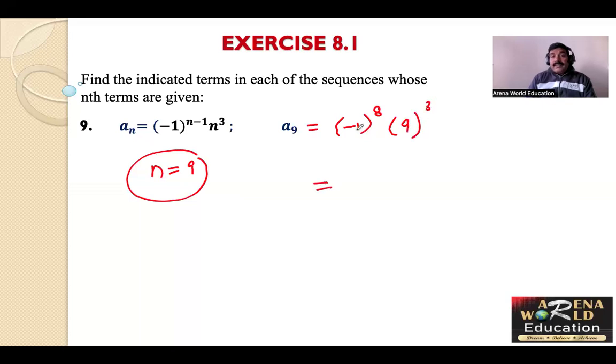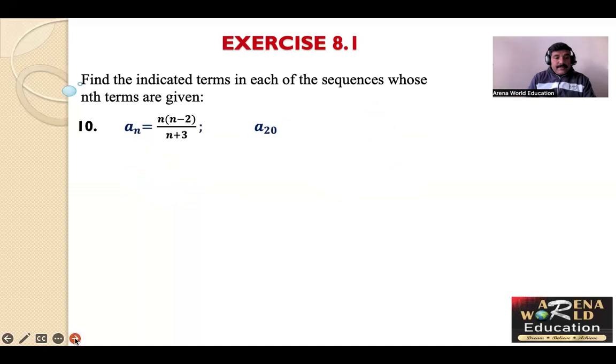We had already discussed if negative raised to power even is given, the result is always positive. And 9 raised to power 3 will be 729. So finally you will get the ninth term of this sequence as 729. Yes, 729 is the correct answer.